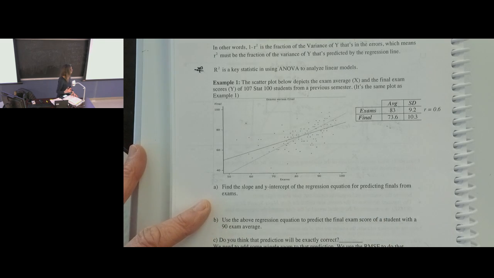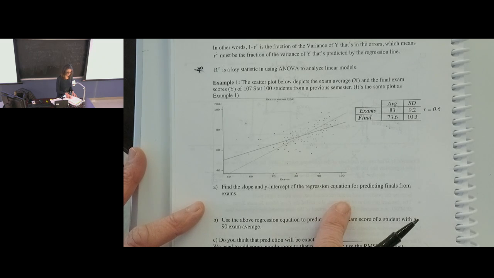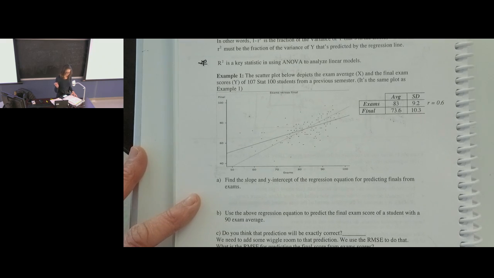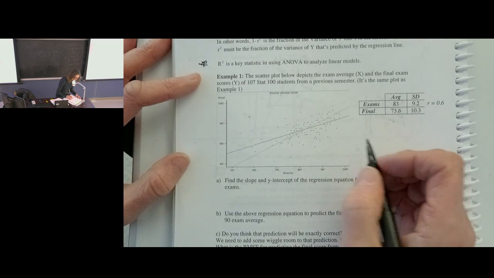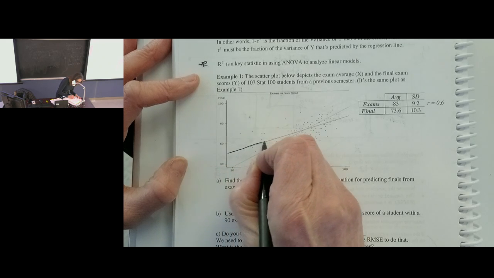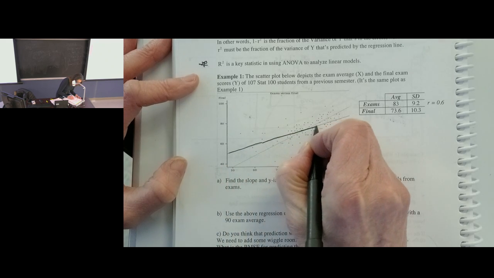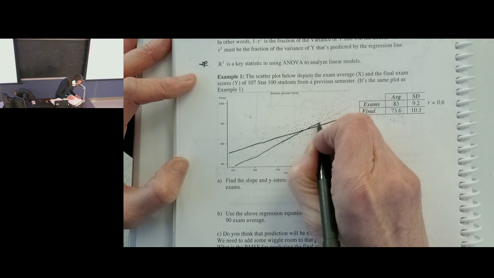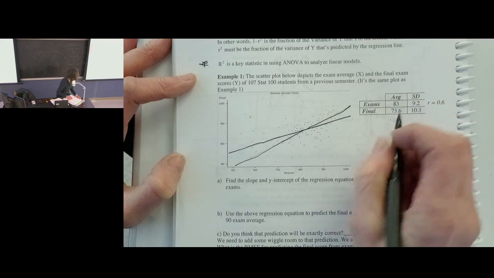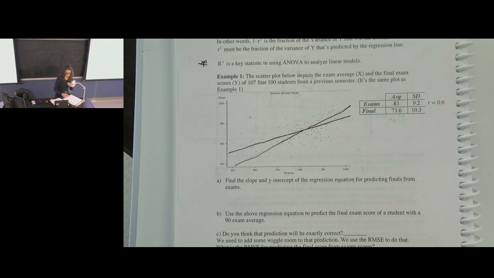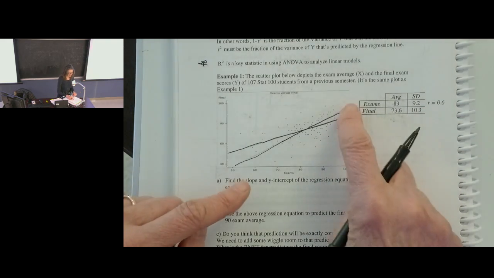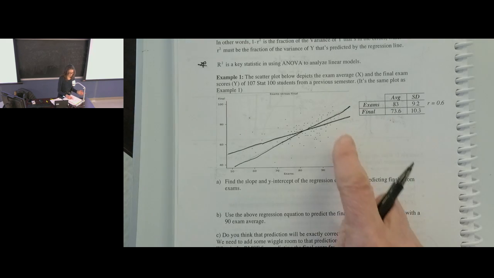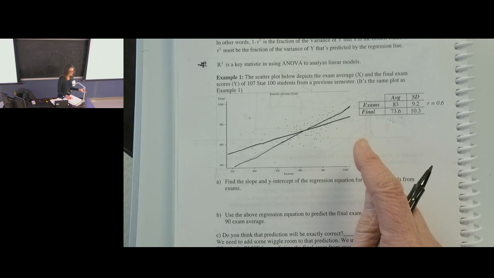Last time we looked at how to find the slope and y-intercept for the regression equation, and I hope you remember how to do that. First of all, let's just look. Which one is the regression line? There are two lines pictured here. Which one do you think the regression line is? This one? Say yes if you think so.